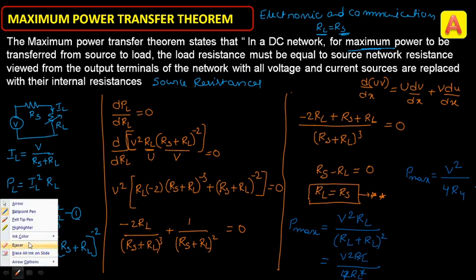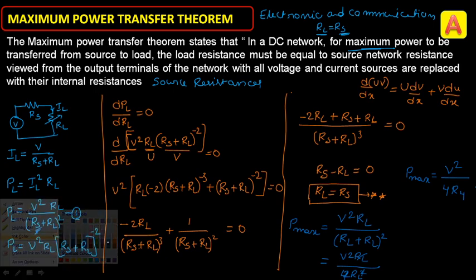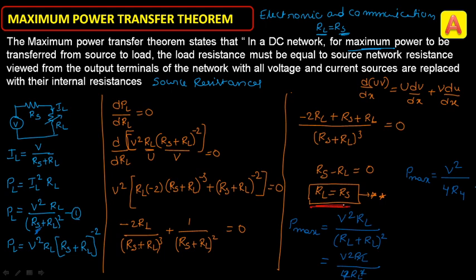This is the condition for maximum power to be transferred from source to load. That is, whenever load resistance is equal to source resistance, only then is the maximum power transferred. That maximum power transferred is V square by 4 into RL. It is not R4, it is RL.